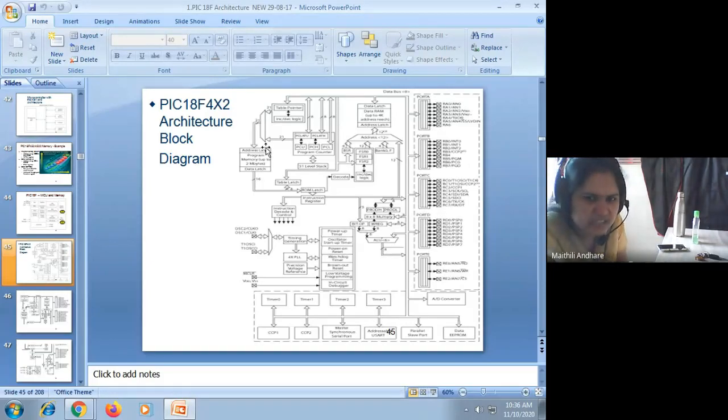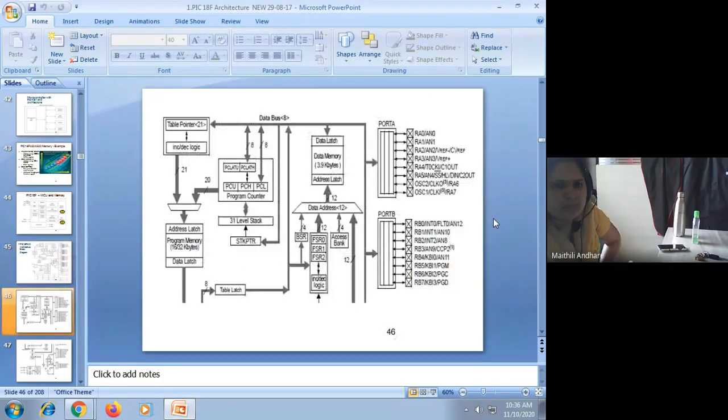As per the features, it has the timer, the ADC, a number of registers, some specific modules like the CCP module, and the USART. All this is available in your architecture, so we will see it part by part. See here, a total of 5 input output ports are available.